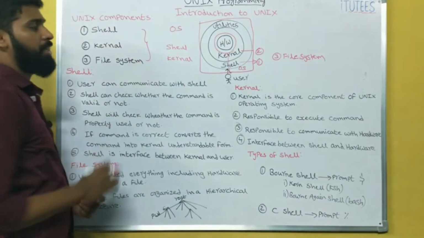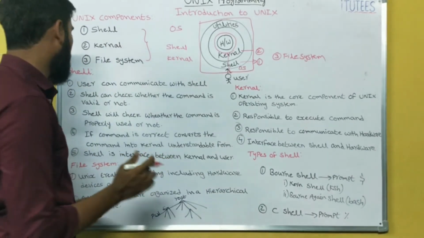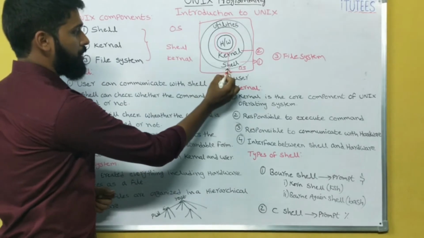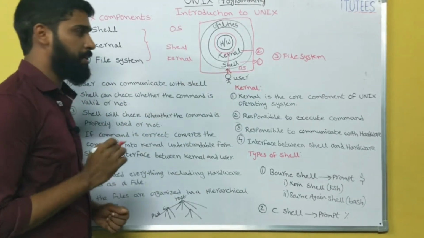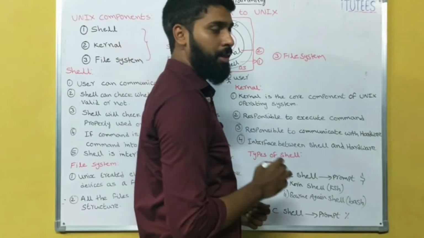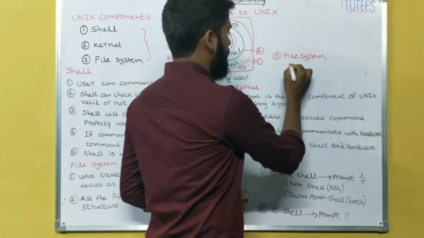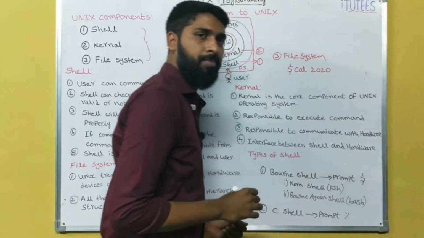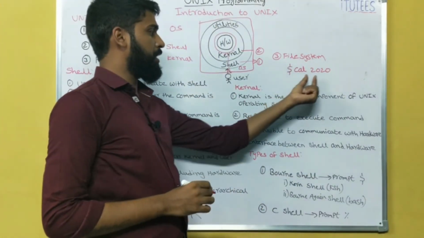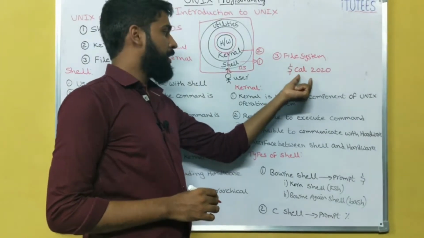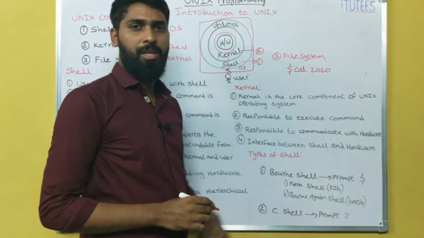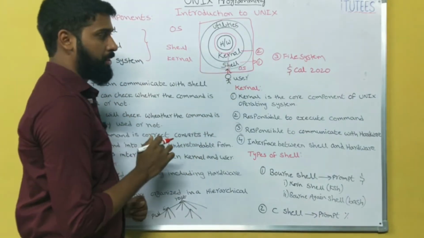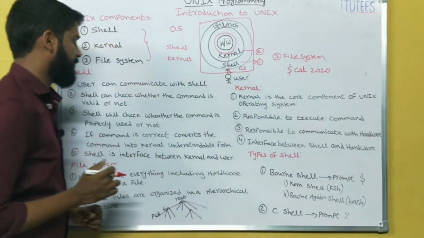Now we can see, what is a shell? The user can communicate with the shell. For example, I am giving the command cal 2020. cal is a command, and it prints the 2020 calendar. Now the user is interacting with the shell with this command.